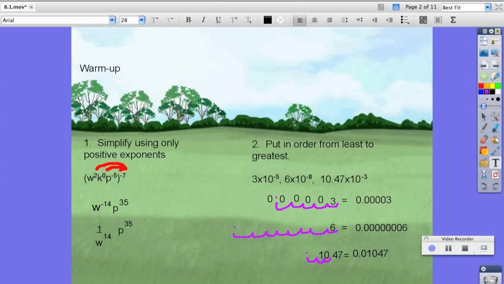So which one is the least and which one's the greatest? This guy is the least. This guy is the greatest. So it's going to be this guy first, and then this guy second, this guy third.